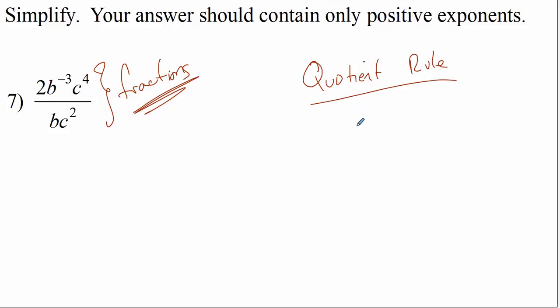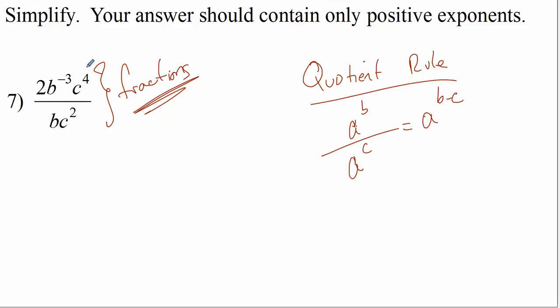So, quotient rule says that if I have a to the b divided by a to the c, then I get a to the b minus c. I just subtract powers. Remember, multiplying we added? Now in division, we're going to subtract. Remember, they're opposite kind of... I'm not saying they're exactly opposite operations, but they're pretty close. We always refer to addition and multiplication as kind of opposites. So, okay, quotient rule there.